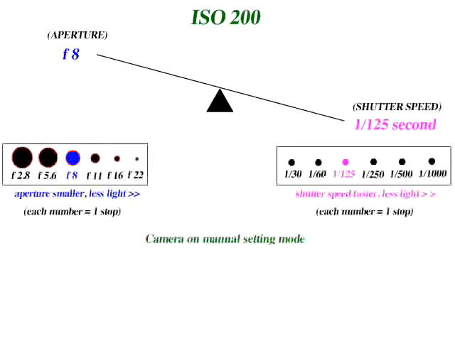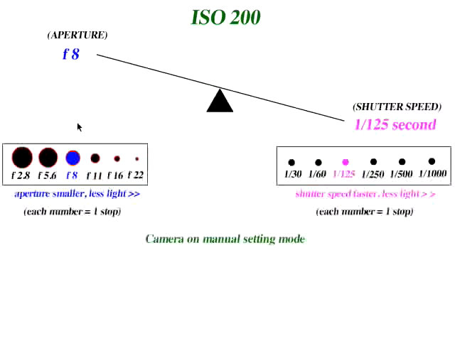Once your ISO is set, there are only two more factors that determine exposure: aperture and shutter speed. The relationship between these two factors works like a seesaw. If one is changed, the other one must change to render proper exposure.